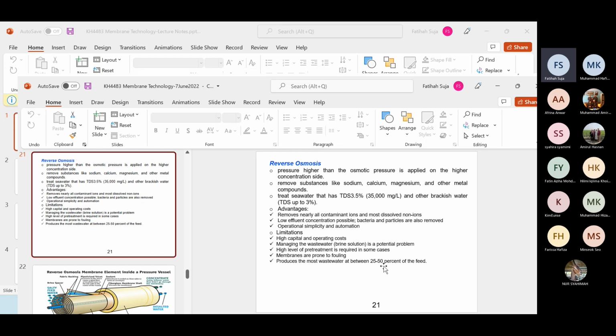Sometimes, have you ever heard that reverse osmosis water is not good? Have you ever heard of this?